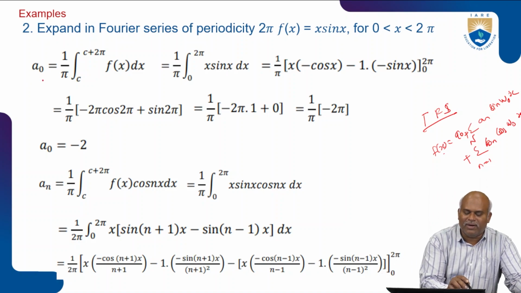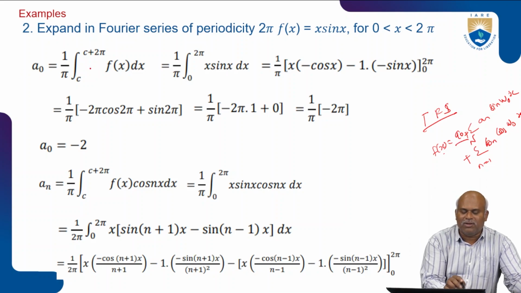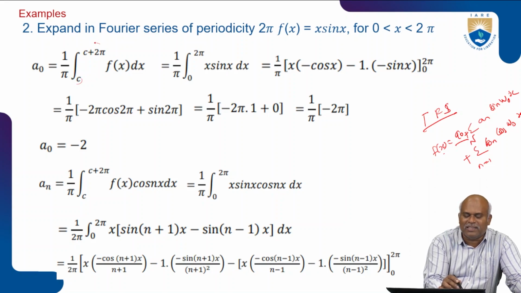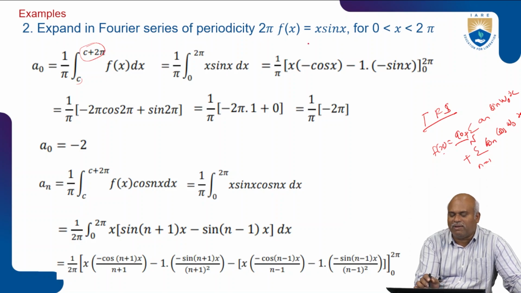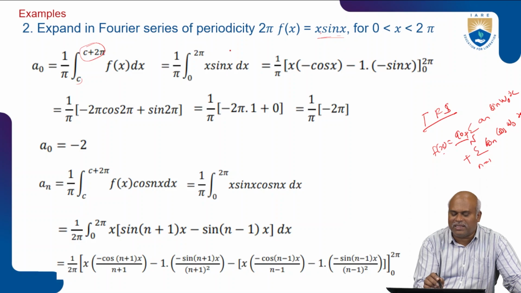Okay, now what is that a0? A0 is equal to 1 by pi, integration from c to c plus 2 pi. That is the starting point and this is the ending point of the periodic signal. Of f of x dx. We should substitute this value. F of x is equal to x sin x. This is represented as a UV, integration of UV du method.